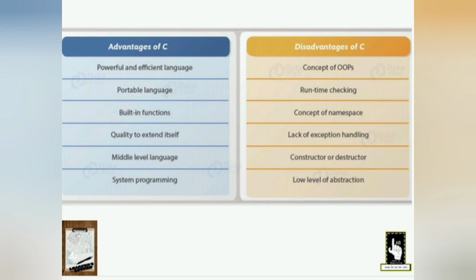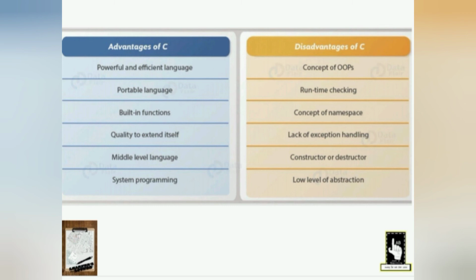It does not support runtime checking. In this programming, the compiler won't find the errors as we type each line. Instead, the compiler will show the errors after writing the entire program and while running it only. No concept of namespace exists in C. Without namespace, we can't use the same name for 2 variables, and it lacks exception handling.